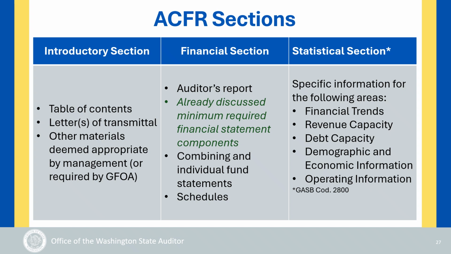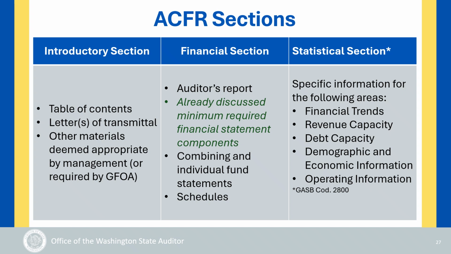Here are our 3 sections of an ACFR. Now, we could spend a lot of time breaking down each of the components within each section. However, for this session, we're going to go over the highlights of what's included in the sections. The introductory section includes a table of contents, a letter of transmittal, and other material that might be deemed appropriate by management for their users or may be required by GFOA for their award program.